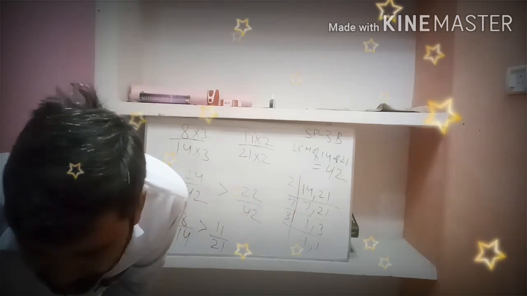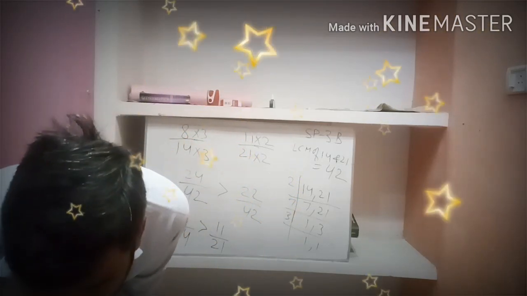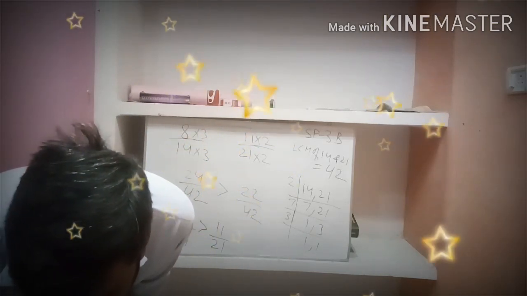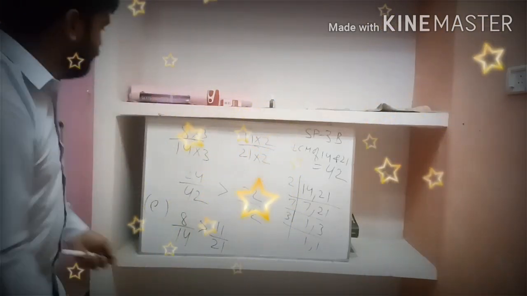Okay, now we move on to question number 2. Write in the order from the least to greatest, meaning ascending order you have to follow. Ascending order you have to follow. Okay.